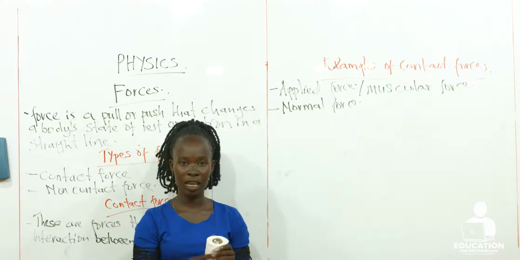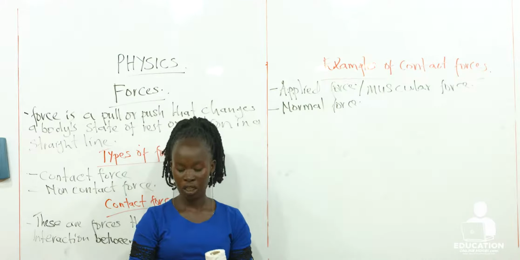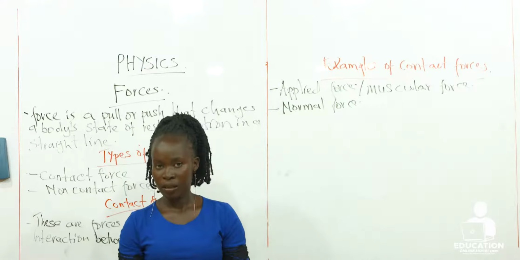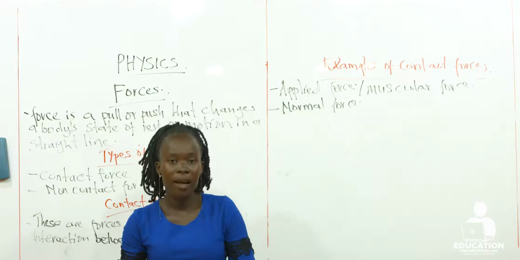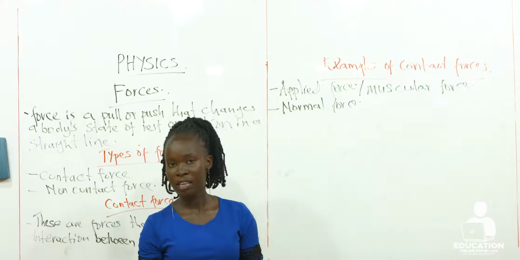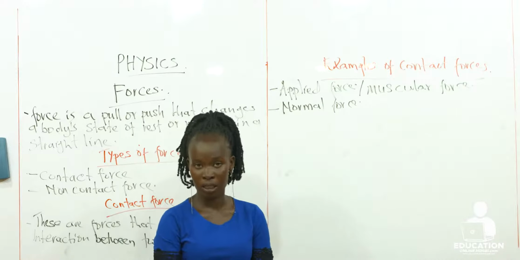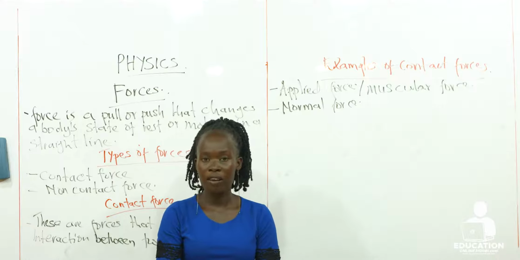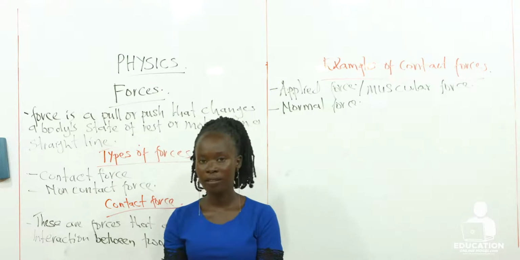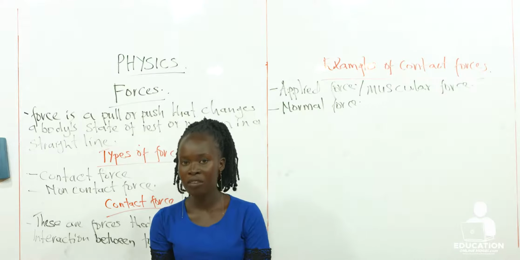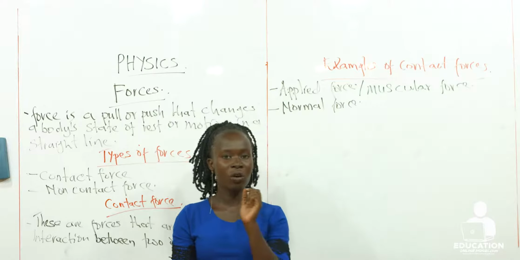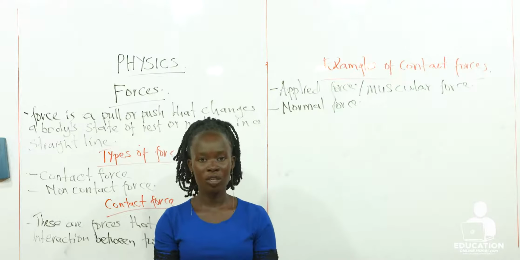It acts perpendicularly onto that object. So you see that when this object is at rest, the force the table, the surface, is going to exert on that object becomes equal to the weight that object is exerting on the surface. That means that normal is equal to the weight of the object. That is on the condition that the object is at rest.